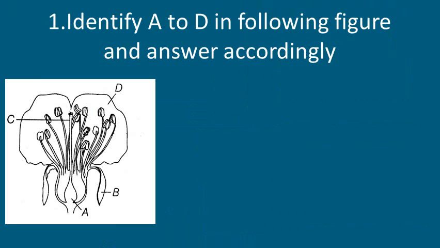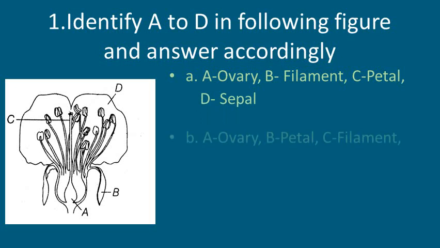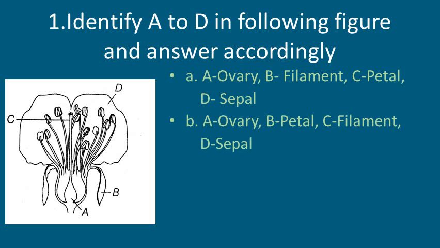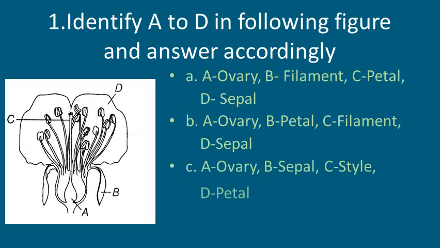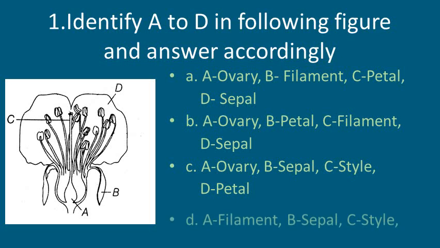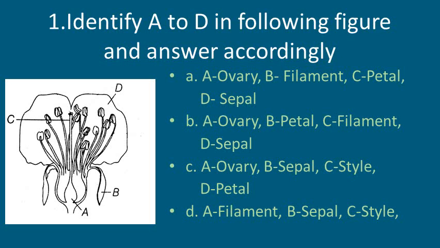Question number 1. Identify A to D in the following figure and answer accordingly. This is a very basic level of question. Option A: ovary, filament, petal and sepal. Option B: A ovary, B petal, C filament and D sepal. Option C: A ovary, B sepal, C style and D petal. And option D: A filament, B sepal, C style and D petal. So we have to find out the correct answer from that figure.